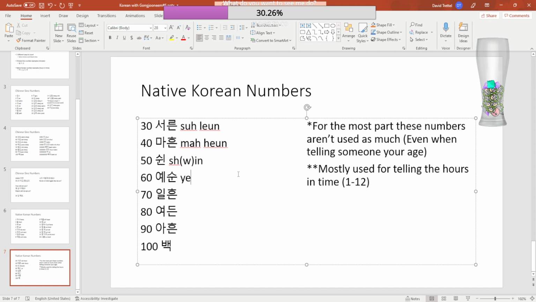예순 for 60. 일흔, we've got 일흔. 여든, again, 여 and then 든. 아흔. And then 백. So when we keep going down, 서른, 마흔, 쉰, 예순, 일흔, 여든, 아흔, 백.